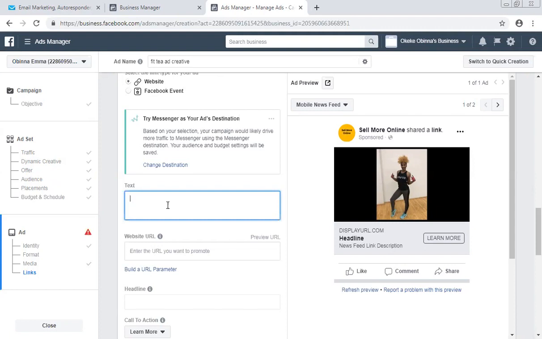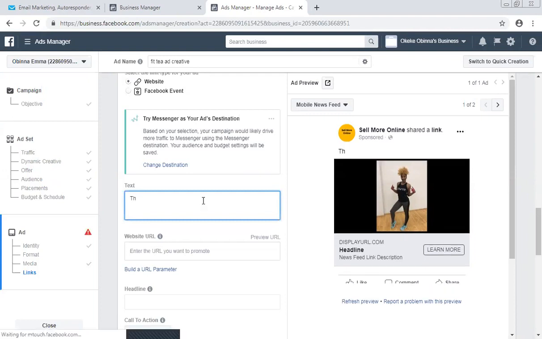Okay. So let me quickly think of something to write. Okay, you can just write, but don't use it. Facebook will not approve it. I just want to show you how it will appear.